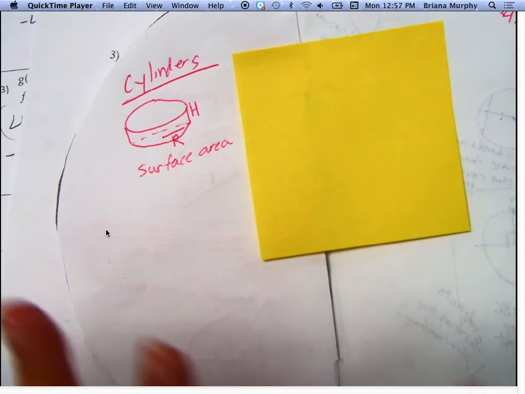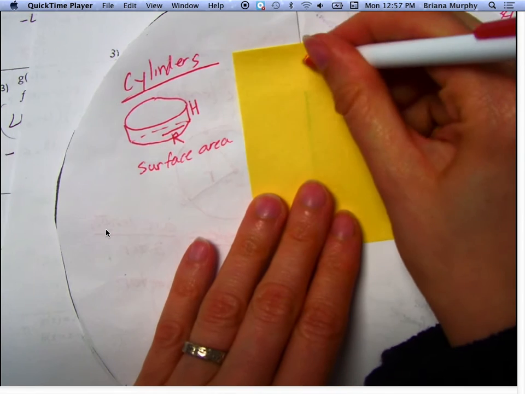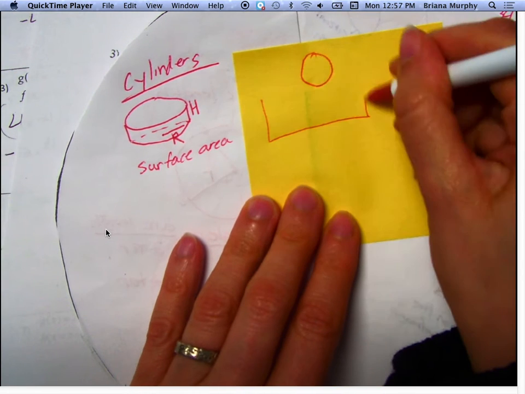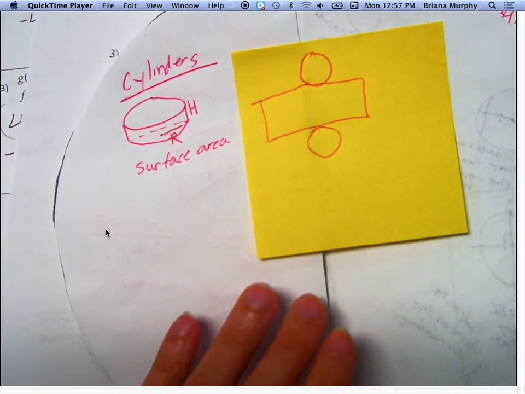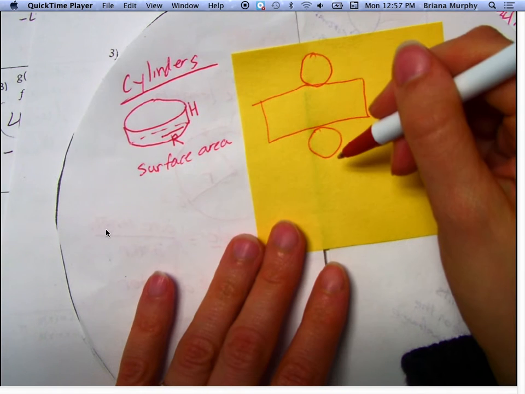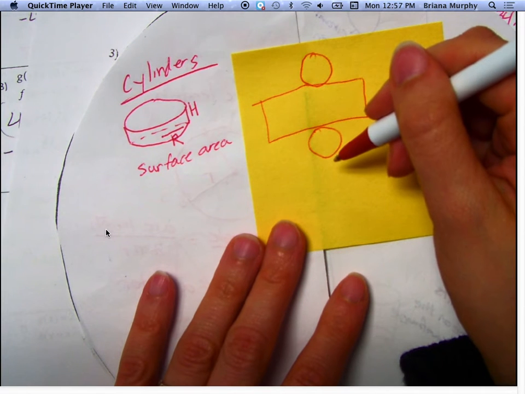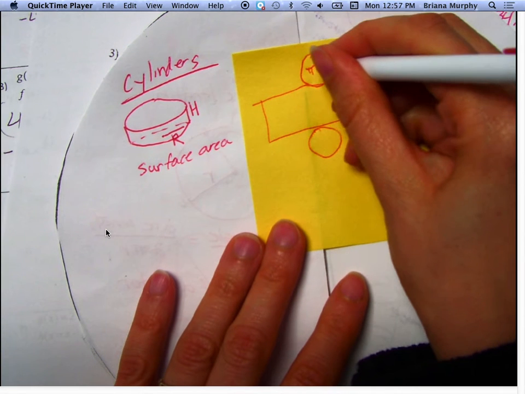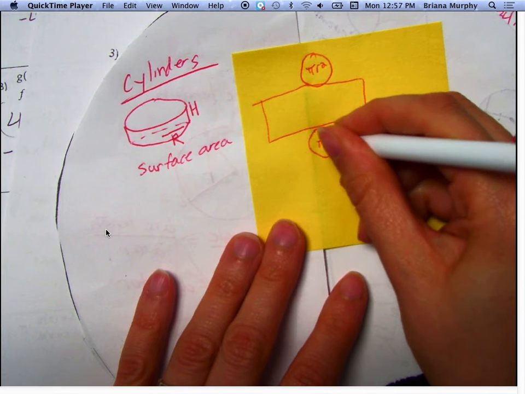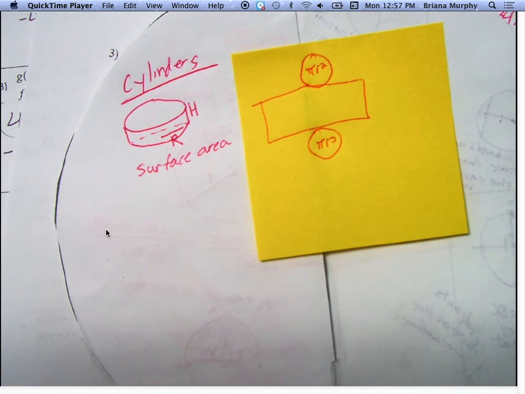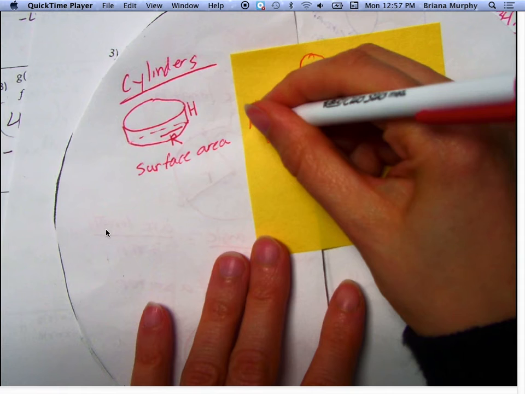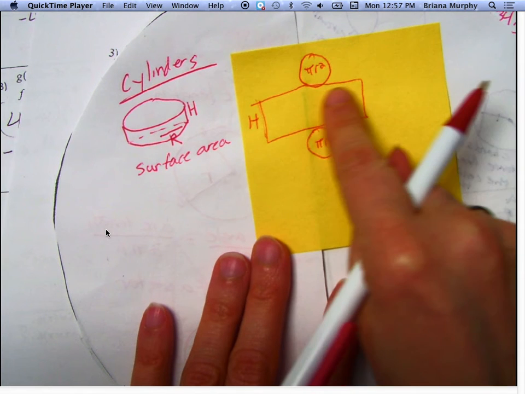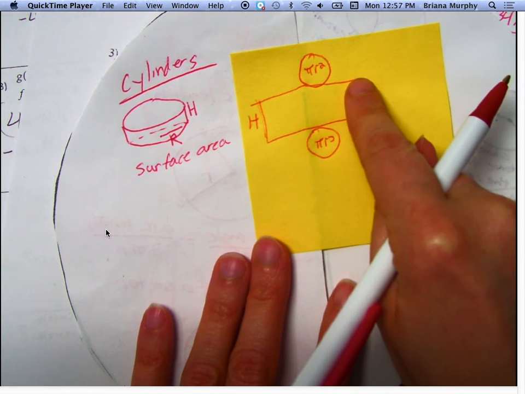So if I unrolled all the paper, I would have a circle, I would have a rectangle, and I would have a circle, right? What's the area of a circle? You guys remember? Pi r squared. That's the area of a circle. So I've got 2 of them. Now, this right here would be the height, correct? Here's the harder part. What's this length going to be? Width. It is the width.